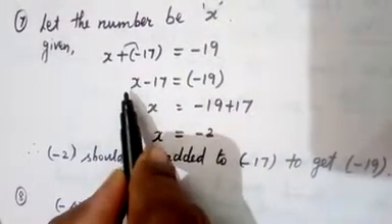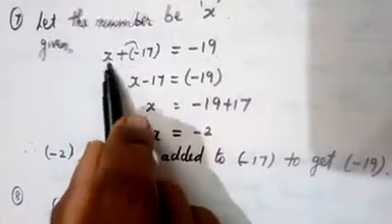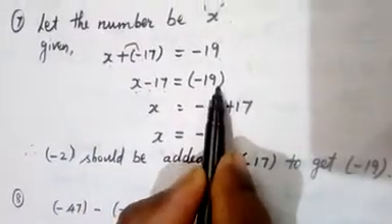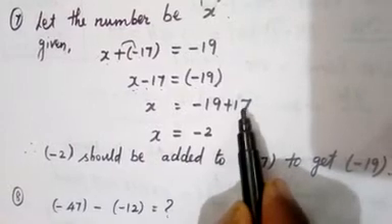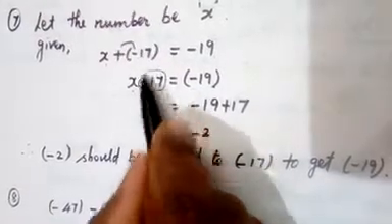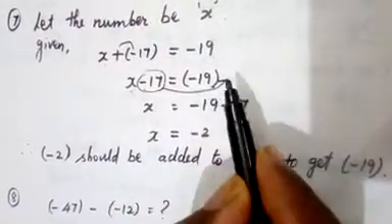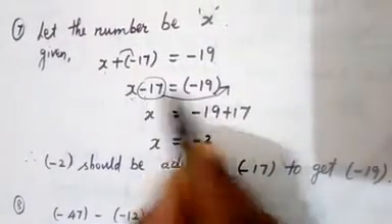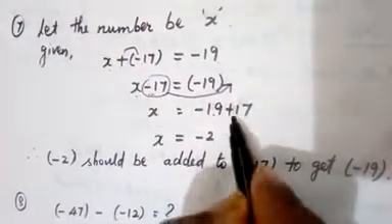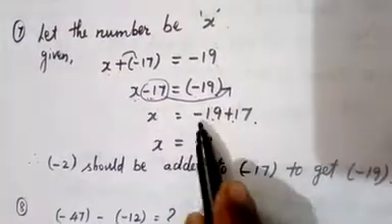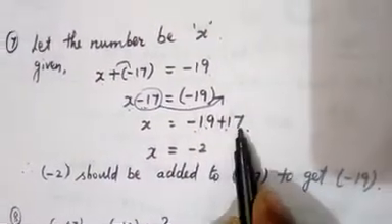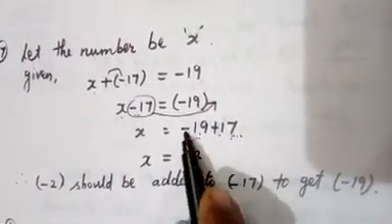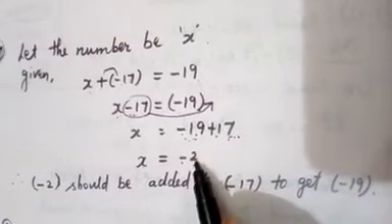So we have to follow the transposing rules. Here this is rewritten as plus into minus is minus: x minus 17 equals minus 19. Now apply the transposing rules. This minus 17 is transposed to the right hand side, the left hand side value transposed to the right hand side. So x is equal to minus 19 plus 17. Now minus 19 plus 17, different signs, so we subtract 19 minus 17, which is 2. The big number's sign is minus. So x is equal to minus 2.